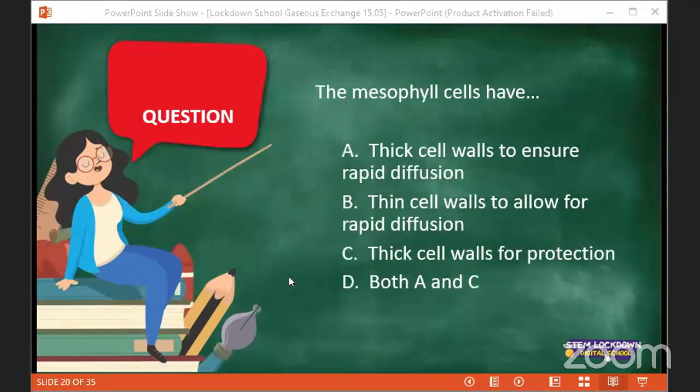Right, let's see the answer. So the answer is B. They have thin cell walls to allow for rapid diffusion. Right, so they don't have thick cell walls to ensure rapid diffusion. Okay, so remember guys, the second, I think it was the third requirement, we said that the gas exchange surface area needs to be thin. Okay, so guys, it is not A, to those of you who answered A.